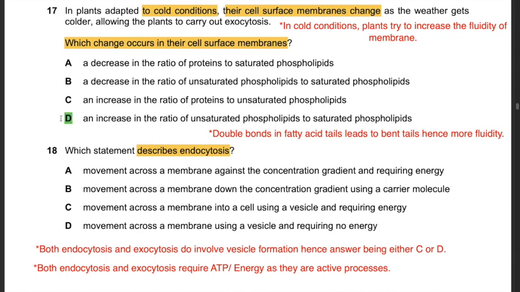Why is answer A incorrect? A decrease in the ratio of proteins to saturated phospholipids? Well, that doesn't cause any change in fluidity. B. A decrease in the ratio of unsaturated phospholipids to saturated phospholipids? That is incorrect, as that will reduce the fluidity, because unsaturated phospholipids increase fluidity, and if they are reduced, then that means the fluidity decreases. C. An increase in the ratio of proteins to unsaturated phospholipids? That again has no effect. Therefore, the answer is D.